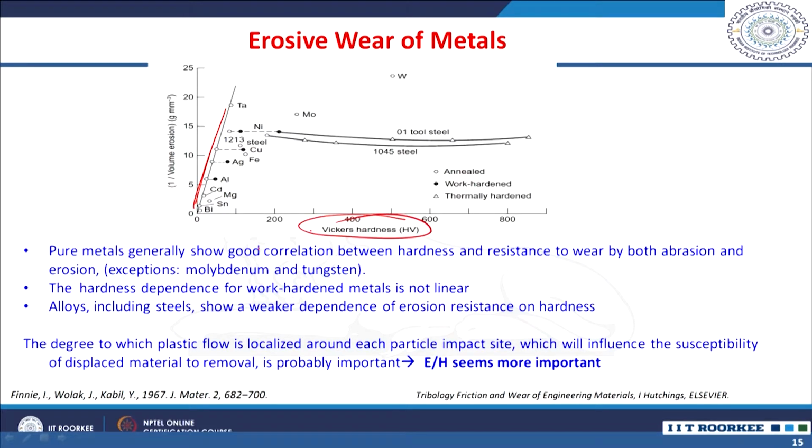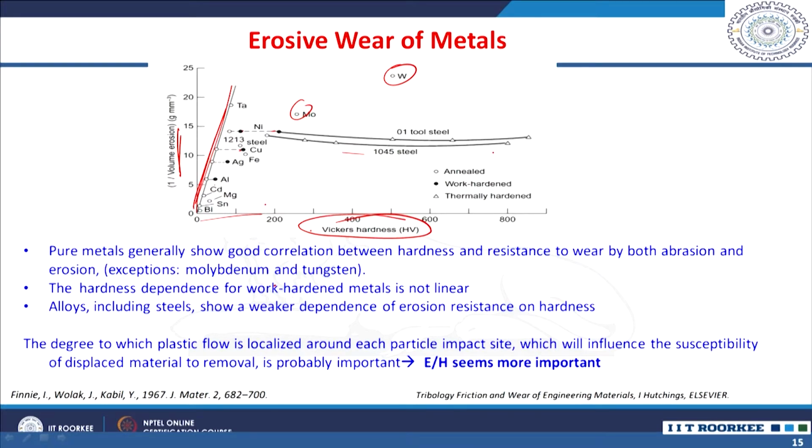So, if you look at the erosive wear of several metals, pure metals generally show a good relation with the hardness and resistance to wear by both abrasion and erosion. Of course, there are certain exceptions like tungsten or molybdenum, but you can see the resistance, the inverse of the volumetric erosion, versus the Vickers hardness. You can see pure metals always show an increase in erosion resistance with increase in hardness. But the hardness dependence of work hardened material is not linear, and alloys including steels show a weaker dependence of erosion resistance on hardness.